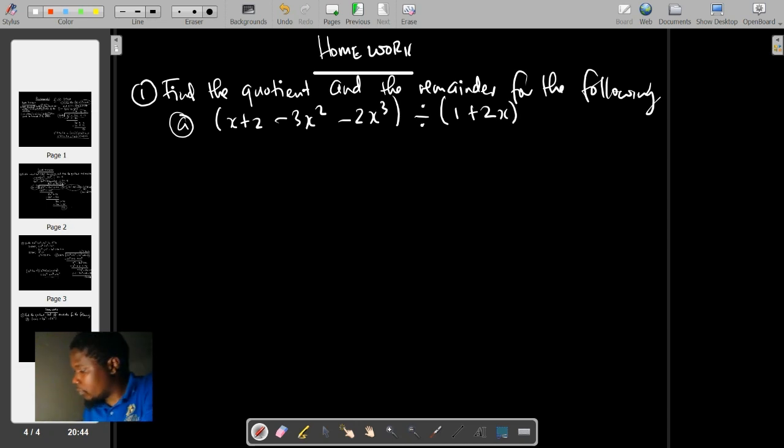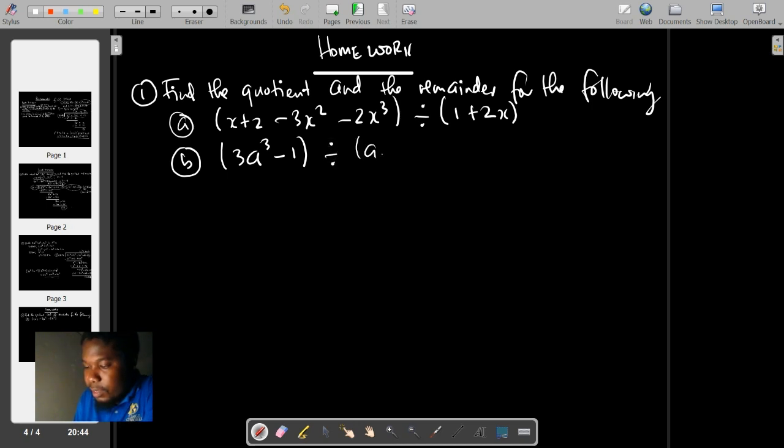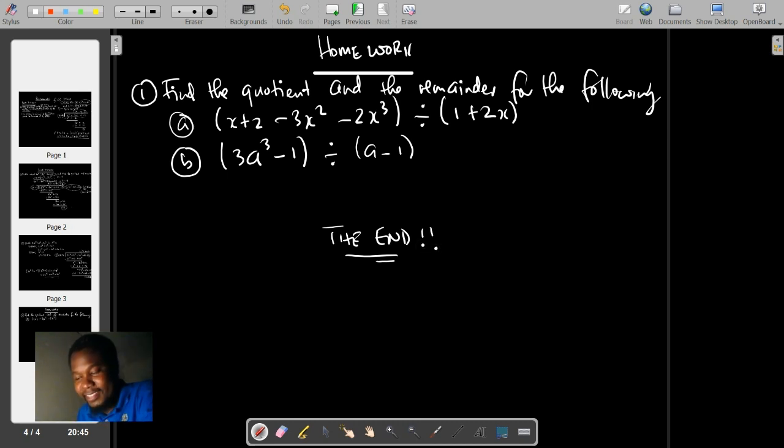Then we have another one, part B: 3a to the power 3 minus 1, divided by a minus 1. So work on this. We'll look at them in the next lesson, and then we'll compare the answers.